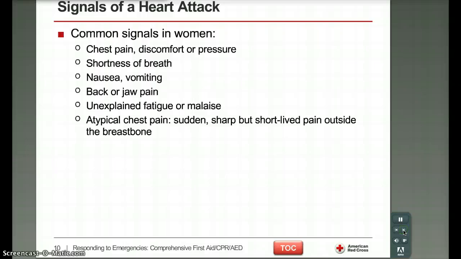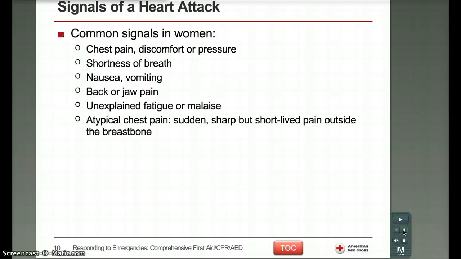In women, they're going to have many of the same symptoms, but for some reason, women tend to have some symptoms that are a little bit different. They will have the chest pain. They'll have the shortness of breath. Some things that are different with the female, though, a lot of times it's almost flu-like, where they have nausea and vomiting. A lot of times that's accompanied with the shortness of breath and the chest discomfort.